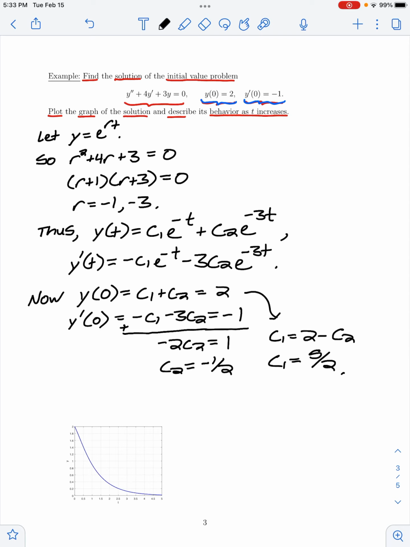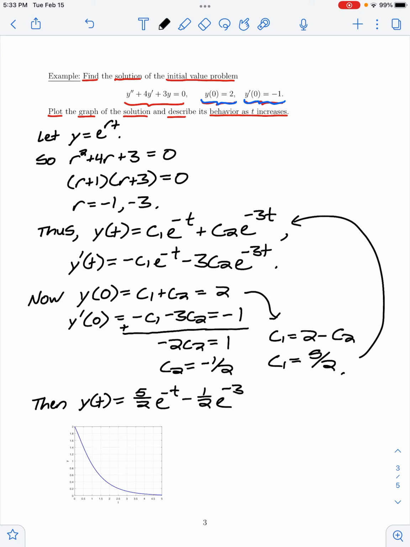And once I have these constants, c1 and c2, I can substitute back into my general solution, and we obtain the solution. y of t is c1, which was 5/2, e to the negative t, plus c2, which was negative 1/2, e to the negative 3 times t. So this would be our solution of that initial value problem.